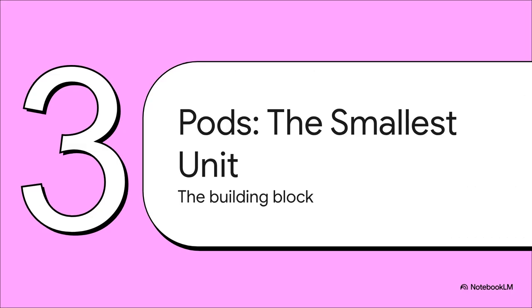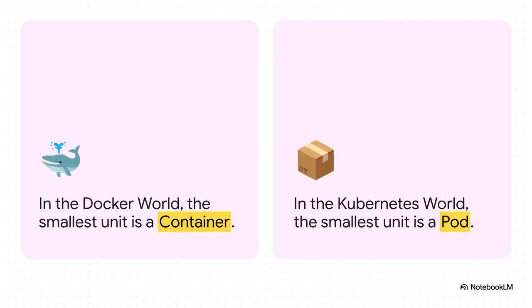Okay, let's zoom in a little bit here. To really get how Kubernetes manages everything, we have to start with its most fundamental, its smallest building block, something called a pod. Now, this is a super important distinction, especially if you're coming from the Docker world. In Docker, the smallest thing you ever think about is the container itself, but Kubernetes adds a new layer of abstraction on top. It doesn't actually manage containers directly. Instead, it manages them inside of this thing called a pod.